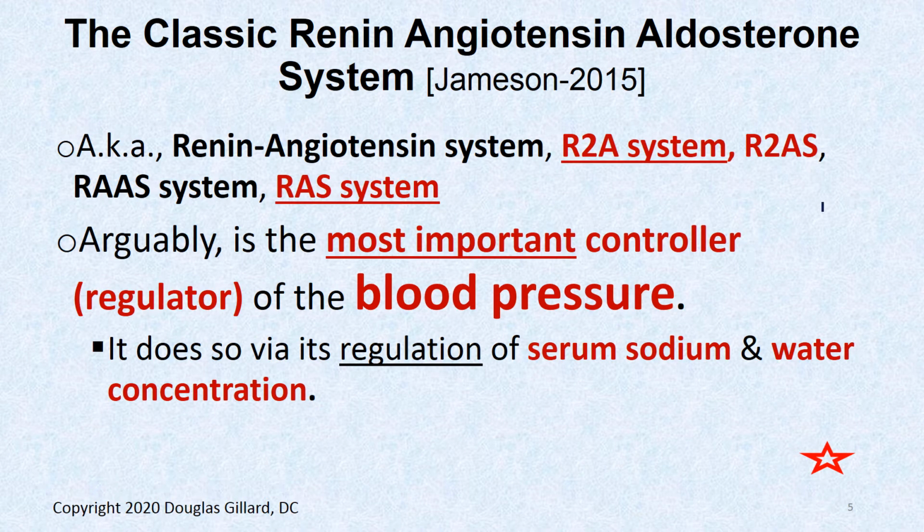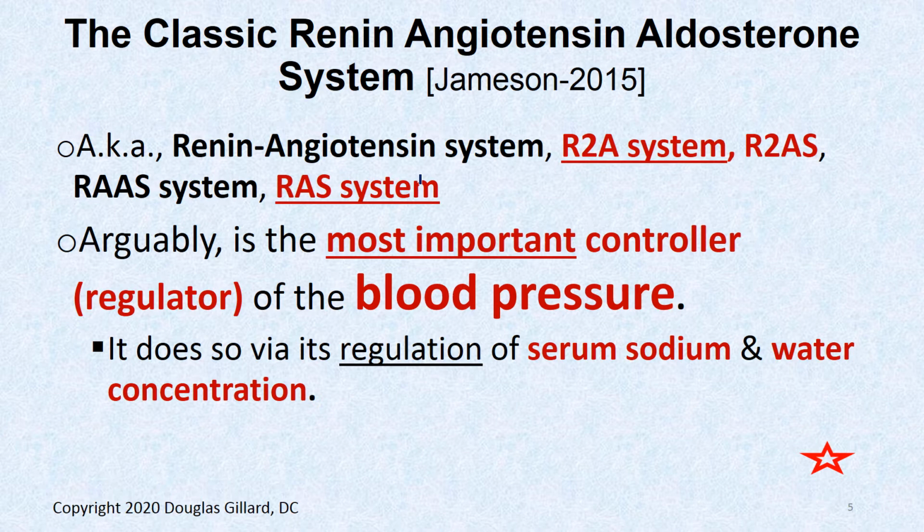All right, so the R2A system, many AKAs for it. Some call it the RAS system, or the R2A system. I tend to call it the R2A system. Officially, it's called the Renin Angiotensin Aldosterone system, which boards don't like to abbreviate, so you might actually see it written out as the Renin Angiotensin Aldosterone system. But you should know all these AKAs for that.